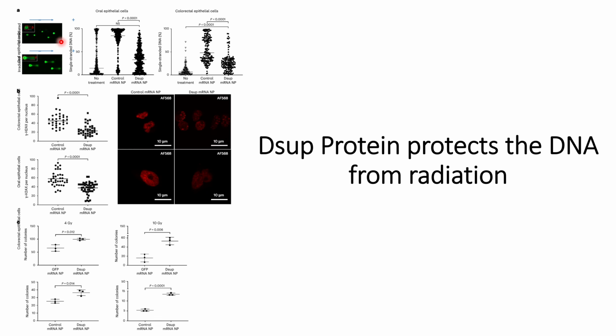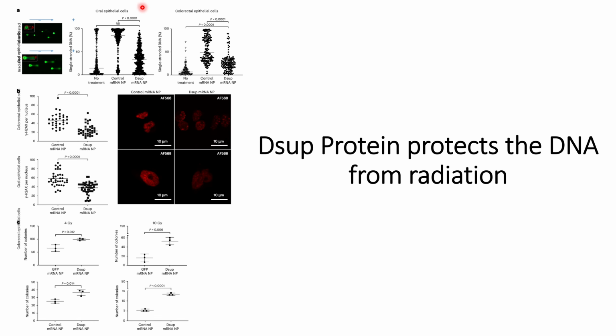Then they check the impact of these Dsup proteins using the COMET assay, and the COMET assay is used to determine the damaged cells. So for the control case, they are able to see some single stranded DNA, but when they do not use the Dsup proteins and use the COMET assay, they are able to see a greater amount of single stranded DNA. But when they use the Dsup mRNAs and do the COMET assay, they are able to see less single stranded DNA, and the difference between control and Dsup mRNAs is statistically significant.